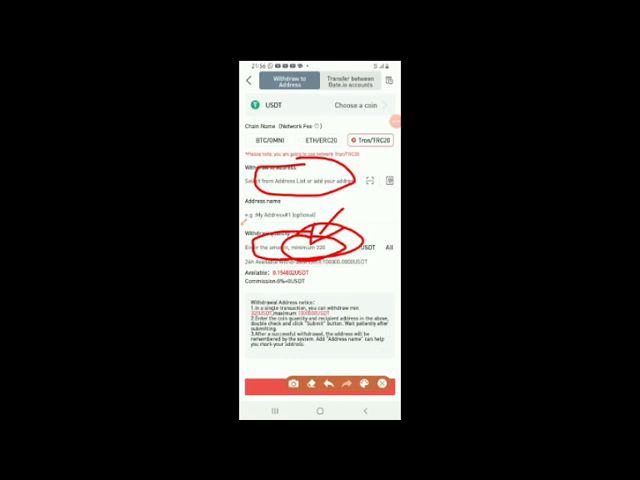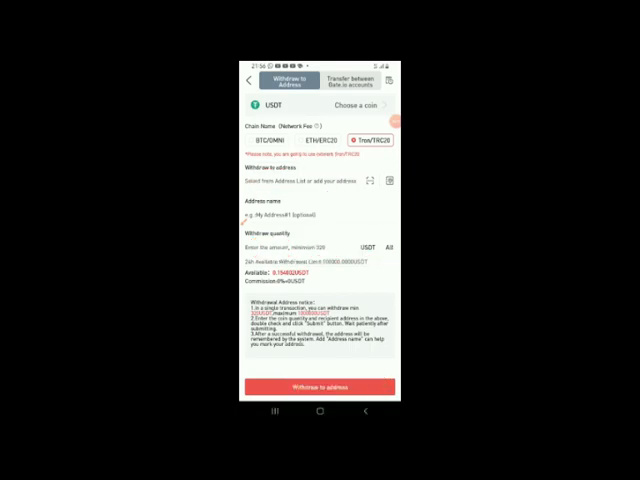Then if all the USDT you want to withdraw is all of the USDT, you can click on all. You can just hit this button, all of the USDT here. Then once you're done, the next thing you need to do is click on withdraw to address, this button down here, withdraw to address.